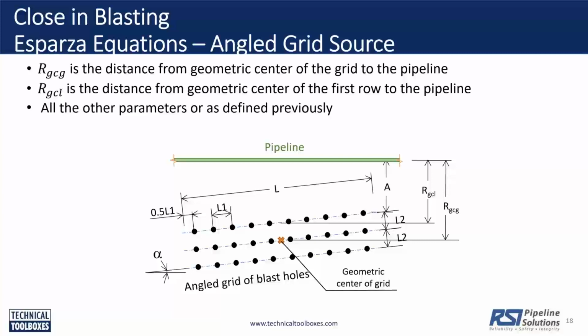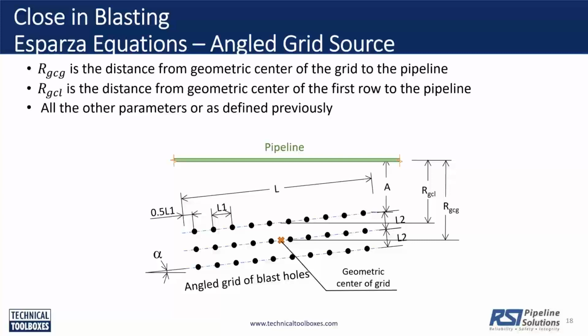And the way it works is we take the first line, the line that's closest to the pipeline. And if there is a criteria, when that criteria is met, only the first line is used in the calculations and the rest of the grid is ignored. The experimental program that Esparza performed showed that it's always the first line that dominates the pipeline when the grid is close to the pipeline.